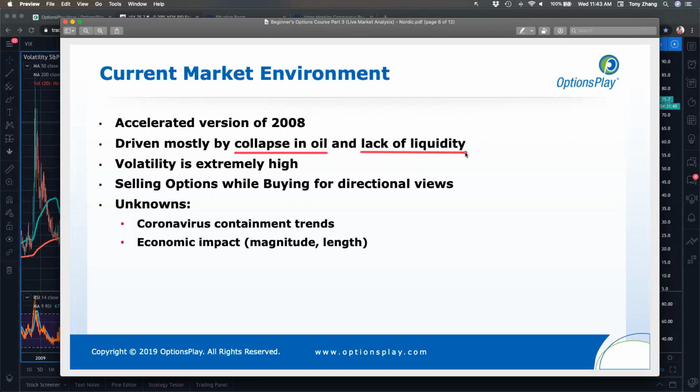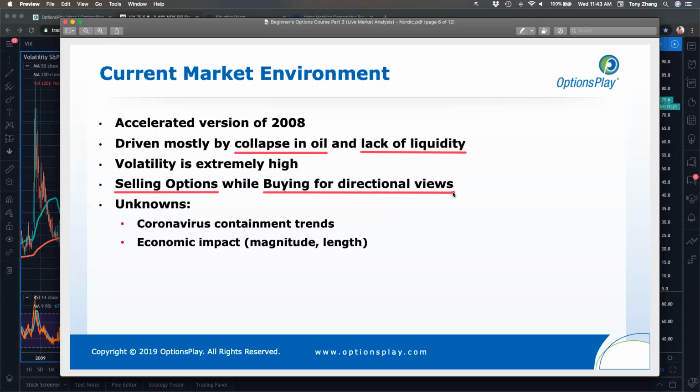So volatility remains extremely high. Now, the one thing that I will say as far as options goes, you need to sell options when buying options for directional views. And we're going to talk about how you can go about doing that. How can you buy an option when things are so expensive and volatility is so high by selling options against that to reduce the cost of your trade?